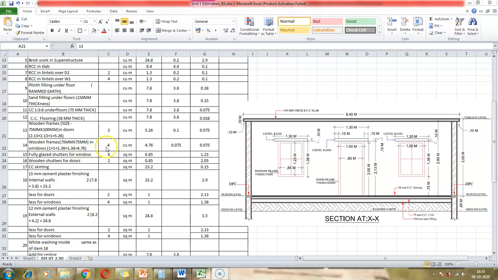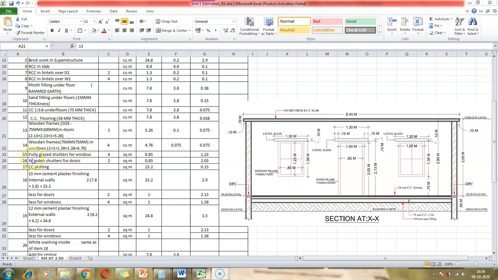We have 4 windows in the room, which we saw in the plan earlier. So we have 4.76, and 0.075 and 0.075 are the dimensions of the wooden frame that has been given to us. The cross section of the wooden frame is 75 mm by 75 mm. So converting them into meters, it becomes 0.075 into 0.075.